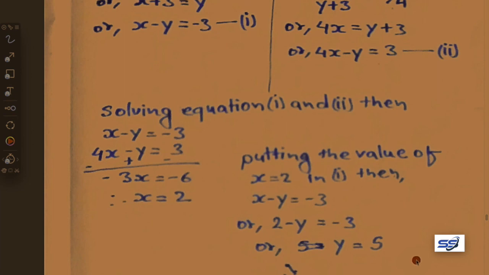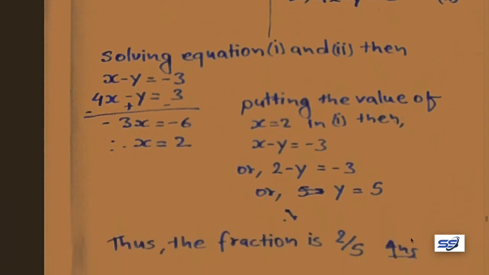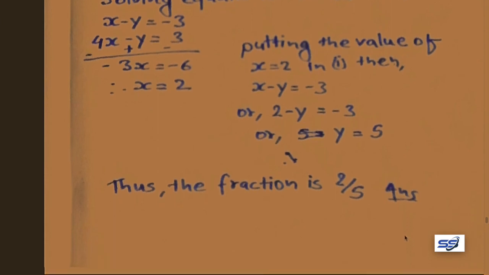On getting the values of x and y, we will put them in our original fraction, x upon y, to get our required fraction. So x as the numerator comes on the upper part, 2, upon 5 as the denominator y. So our original required fraction is 2 upon 5.